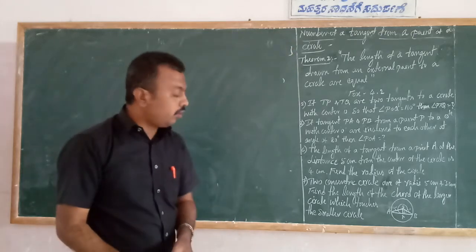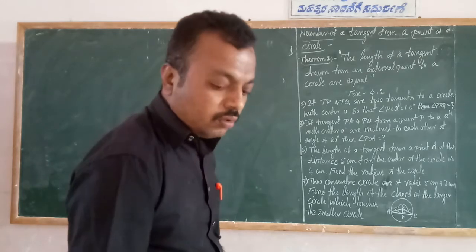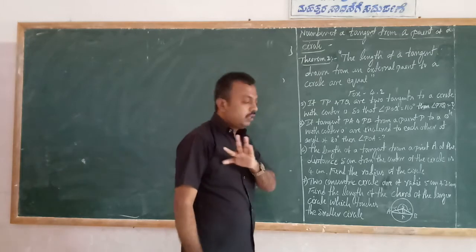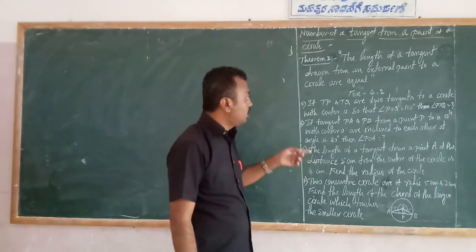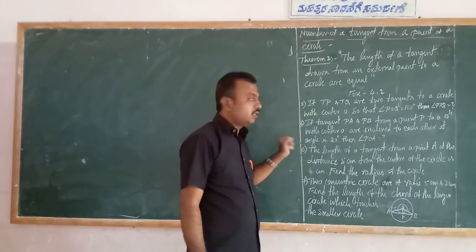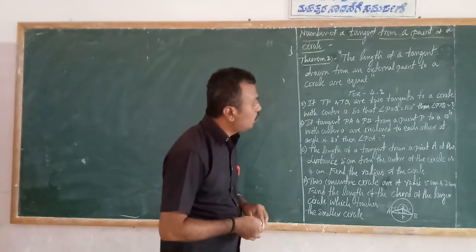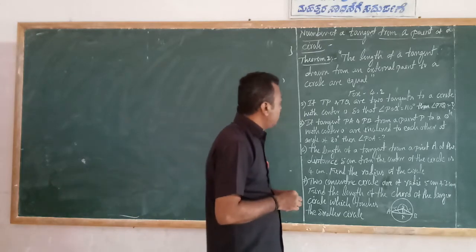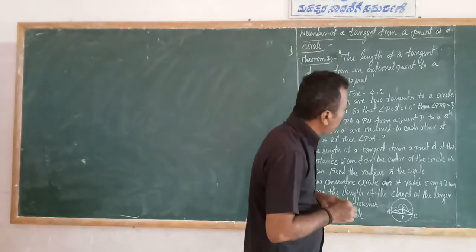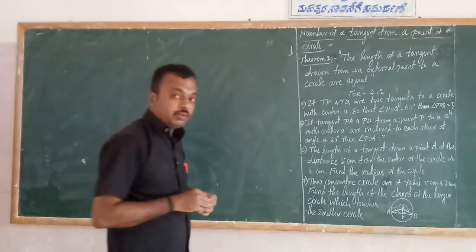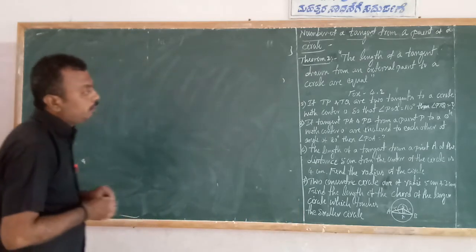Yes, and directly I am going to exercise 4.2. In that, the first question is the same as in the previous questions. I mean, exercise 4.1, you have to solve at home. So I will go to the second question. If TP and TQ are the two tangents to a circle with center O, so that angle POQ is equal to 110 degree, then angle PTQ is equal to question mark. So we have to calculate the angle PTQ.